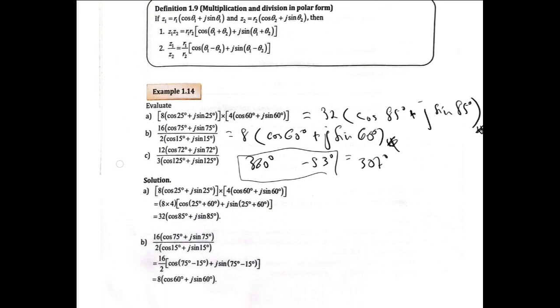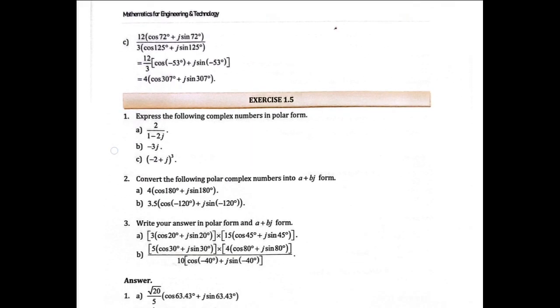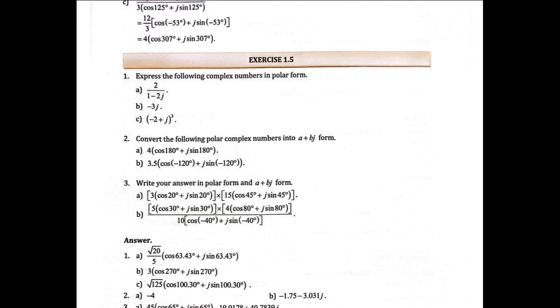Now move to exercise 1.5 to practice. Try converting between a plus bj and polar form, and test the multiplication or division using r and theta. But make sure you find the quadrant correctly before calculating theta.